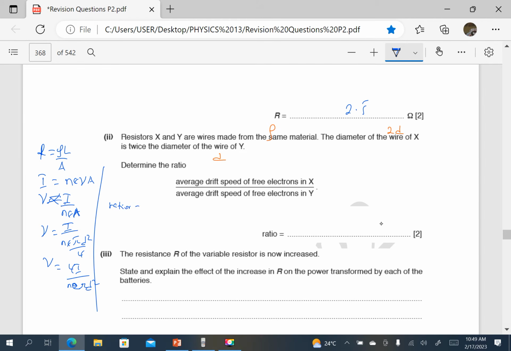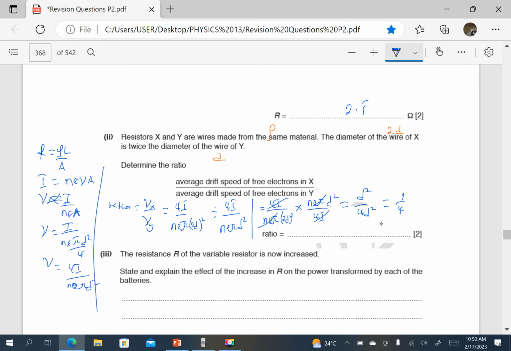So the ratio is going to be drift velocity of x over drift velocity of y. For x, it is going to be 4I divided by number density, charge of each particle, times pi, and the diameter is twice, so we put 2d squared. Divided by y, which is 4I divided by ne pi, its diameter is d squared. So we're now simplifying, we just cross multiply, we get the reciprocal. So 4I cancels, ne pi cancels, so you remain with d squared divided by 4d squared, which is equal to 1 over 4. So the ratio is 0.25. That is the ratio.